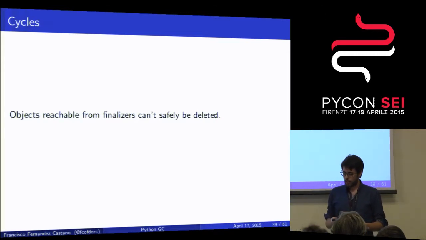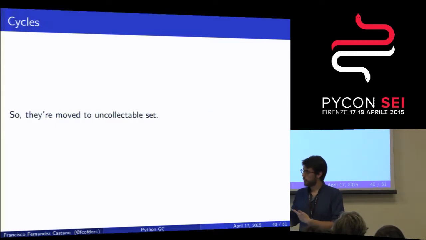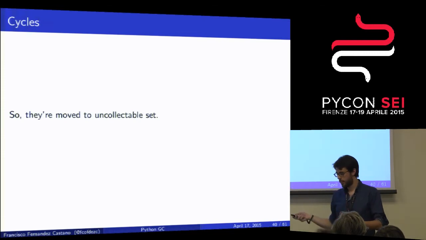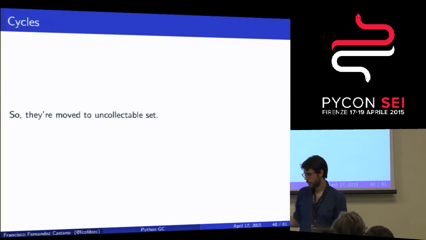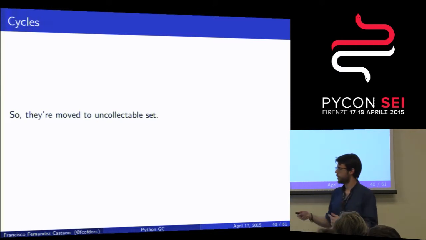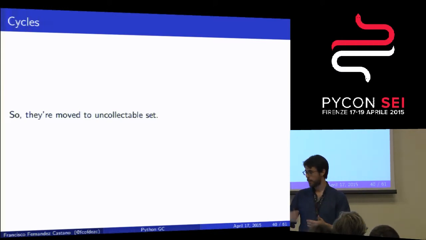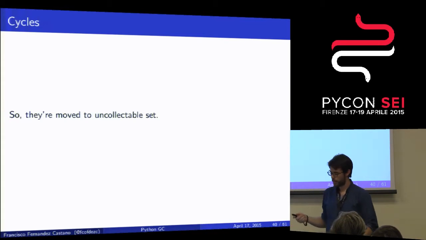And what we can do is, they are moved to a set of uncollectible objects, and we store some statistics to know how our cycle algorithm is working.